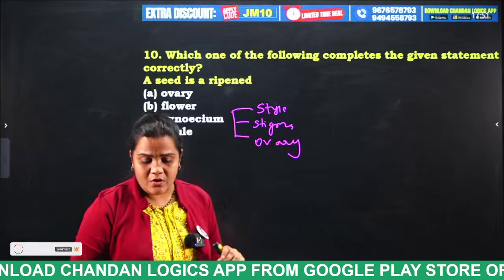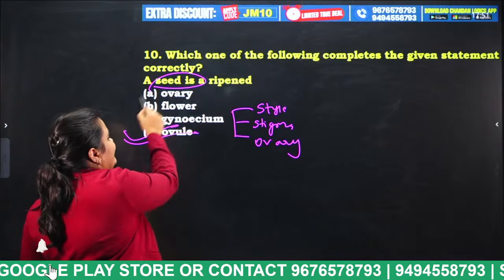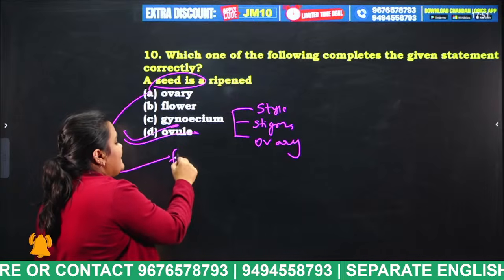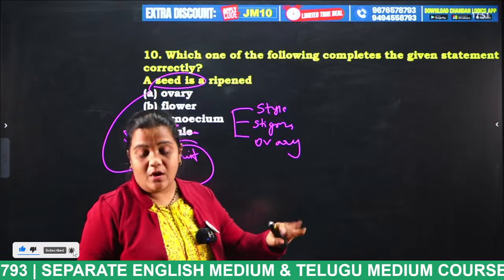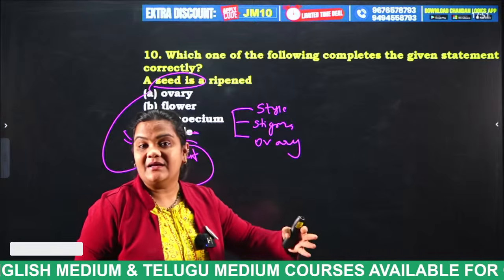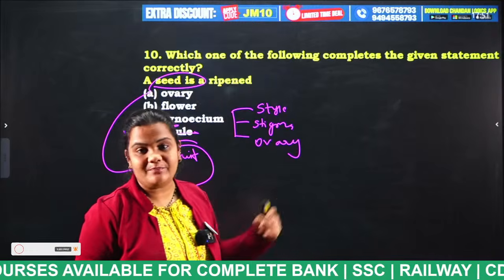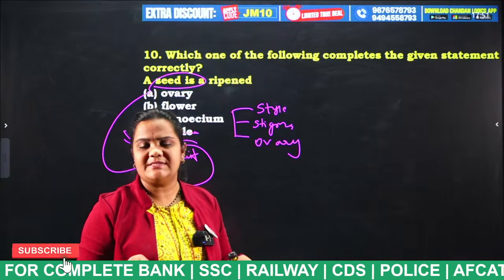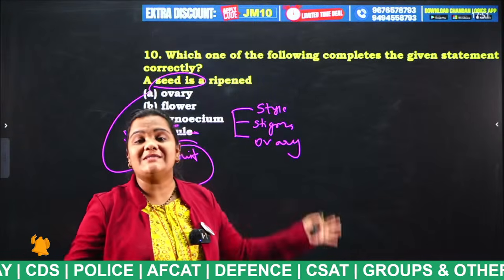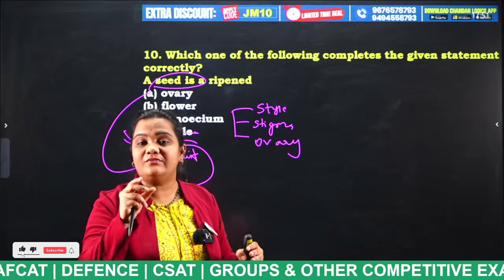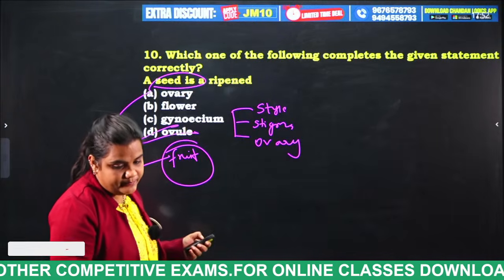Just remember this, enough. So what is the answer for this question? The seed is ripened in the ovule. And what is present in the ovary, students? The fruit is present in the ovary, which protects the seed. Remember, very, very important. You all know a fruit consists of seeds inside it. So by this we can say that the ovule is having the seed and the ovary is having the fruit, and that seed is protected by the ovary. Very, very important. Okay, next question.